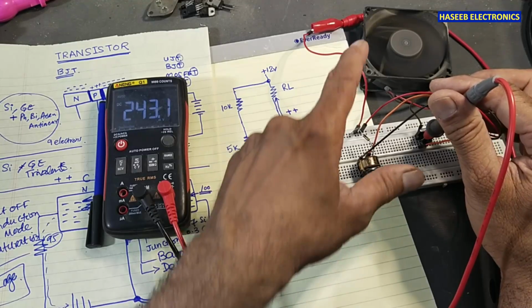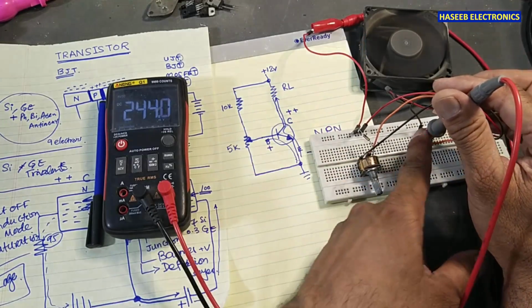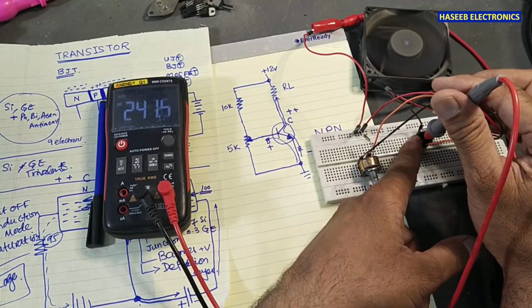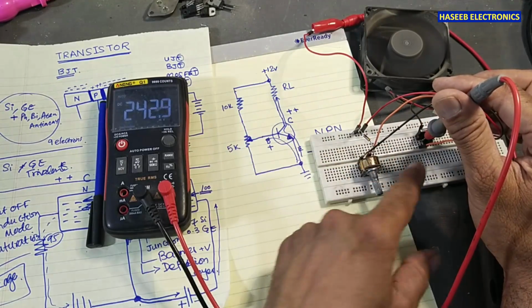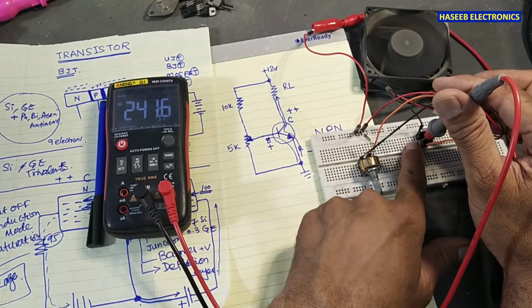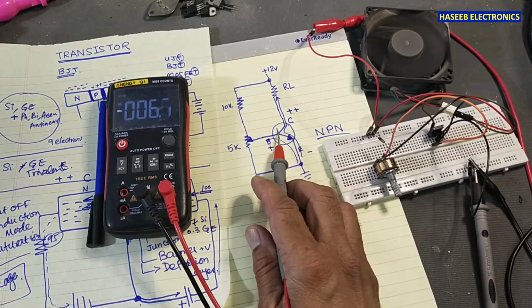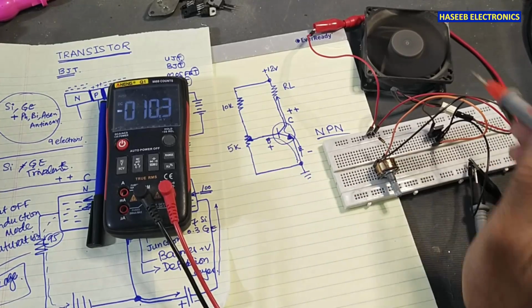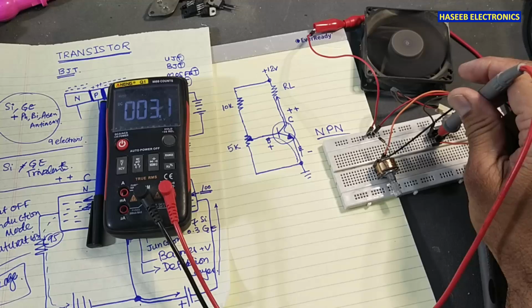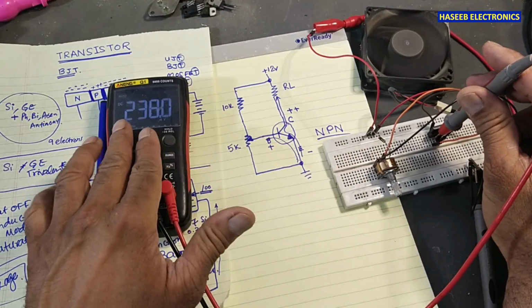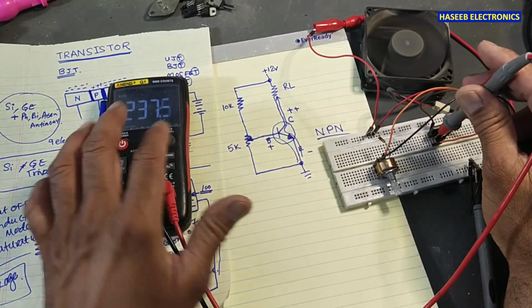because our load is not drawing too much current. This is a 5 ampere transistor. If the load draws 5 ampere current, at that time it will drop 1.4 volts, 0.7 volt for this junction, 0.7 volt for this junction. But this time our load is drawing less current, so it is dropping only 237 millivolts.